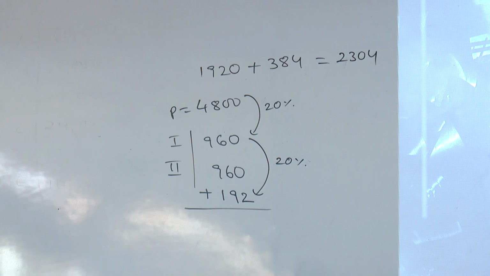Next, the respective ratio between the ages of P and Q is 8:5. The respective ratio between P's age 4 years ago and Q's age 4 years hence is 4:3. What is the respective ratio between P's age 7 years hence and Q's age 7 years ago? You have to solve it.